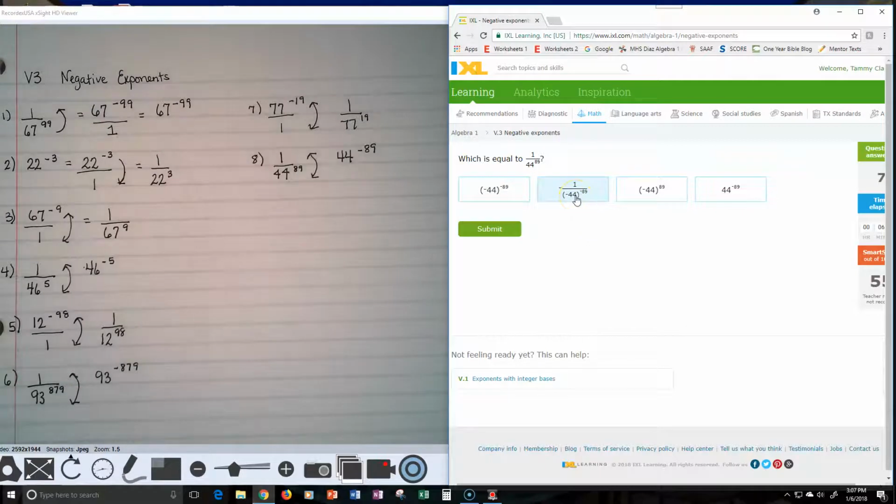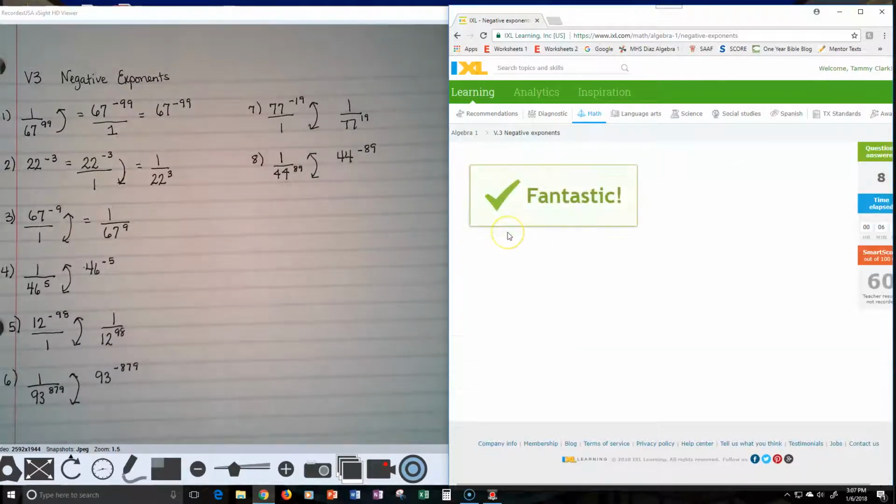This one's incorrect because it's in the same position and both the base and the exponent were made negative. This one is incorrect because the base was made negative and the exponent was not. This is the only correct choice.